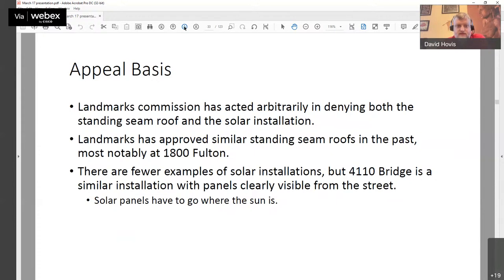So the basis of our appeal is that the Landmarks Commission has acted very arbitrarily in denying both the standing seam and the solar installation. They have approved similar standing seam roofs in the past, most notably at 1800 Fulton. There are fewer examples of solar installations, but 4110 Bridge is pretty similar, with panels clearly visible from the street right up against the front edge of the roof. At the end of the day, if solar is something that the city of Cleveland is going to support, solar panels simply have to go where the sun is. We can't wish they could move to the north side of the roof or anything like that.